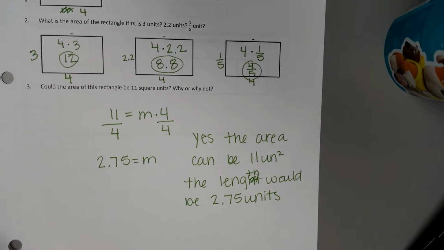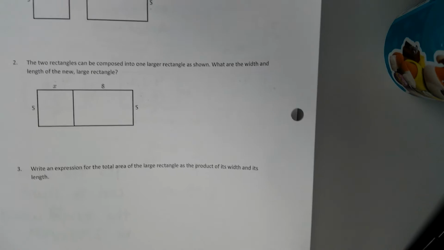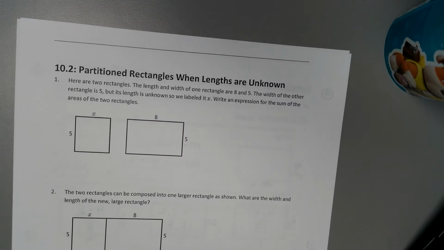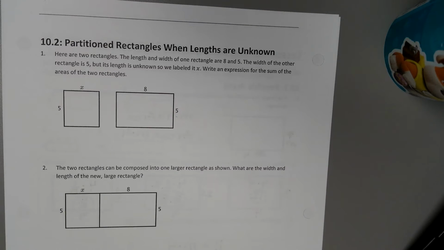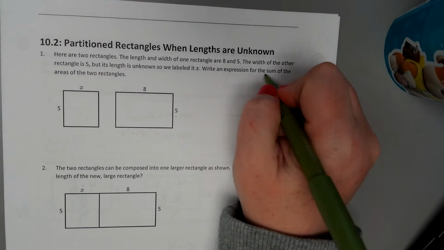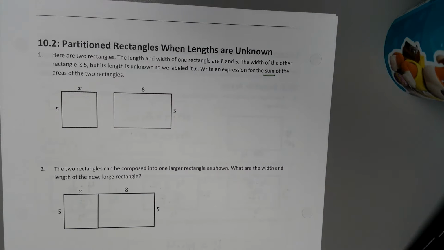All right, we're going to do more practice using distributive property and rectangles or squares. Partitioned rectangles when lengths are unknown. Here are 2 rectangles. The length and width of one rectangle is 8 and 5. The width of the other rectangle is 5, but its length is unknown. Write an expression for the sum of the areas of the 2 rectangles.